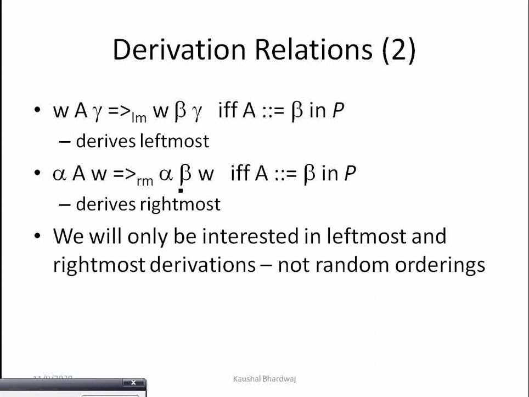Similarly, if you replace the rightmost variable or non-terminal, you call it rightmost derivation. Here all the symbols on the right hand side are already terminals, and the first non-terminal symbol from the right is A, so A is being replaced. We will only be interested in leftmost derivation or rightmost derivation, not both of them in one derivation.